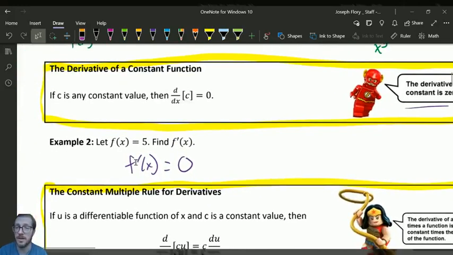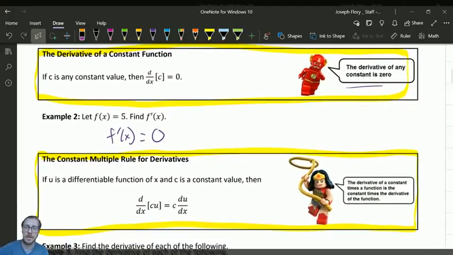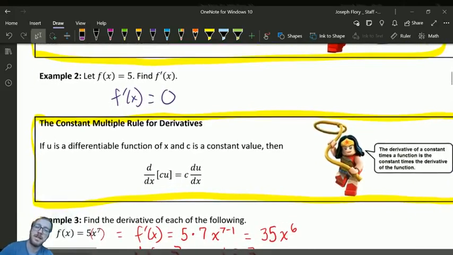So if you're asked to find the derivative of, in this example 2, f of x equals 5, there's no x in there. That's a constant function. The derivative is going to be 0. All right, next rule, the constant multiple rule for derivatives. If u is a differentiable function of x and c is a constant value, then d/dx of cu equals c times du/dx.